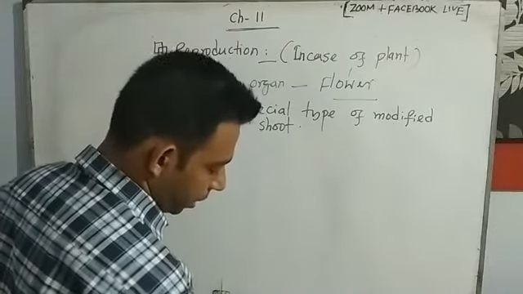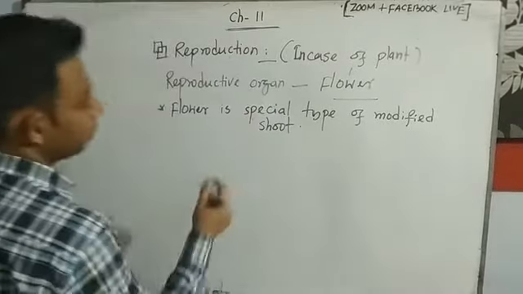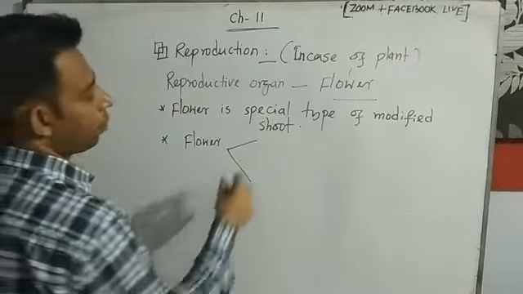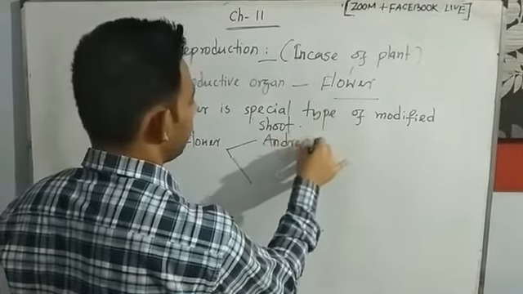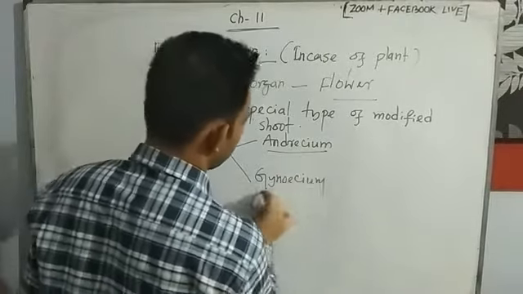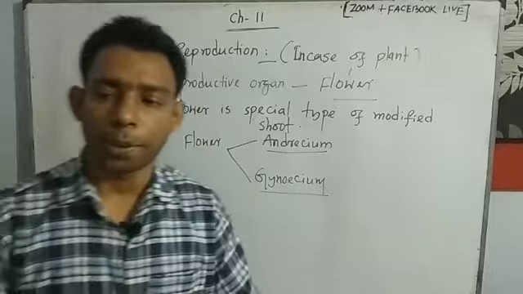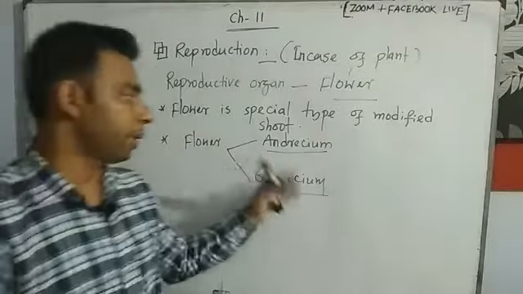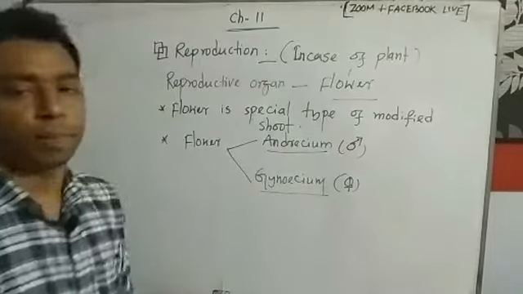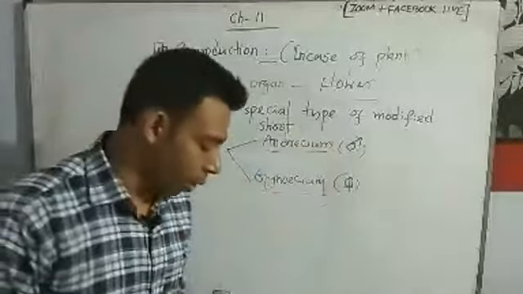Two reproductive parts are found in there. Flower has two reproductive parts. One is the androecium and the other is the gynoecium. We will go through this after drawing, then it will be better for understanding, but the main thing is that this is the male reproductive part and this one is the female reproductive part. So flower has two main reproductive parts.